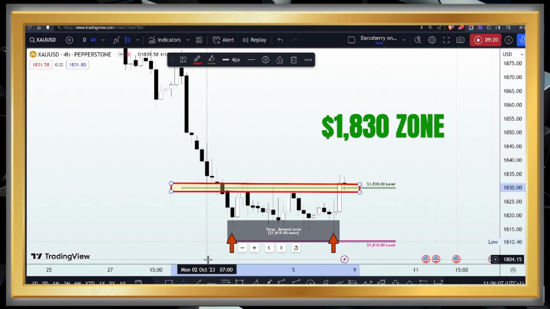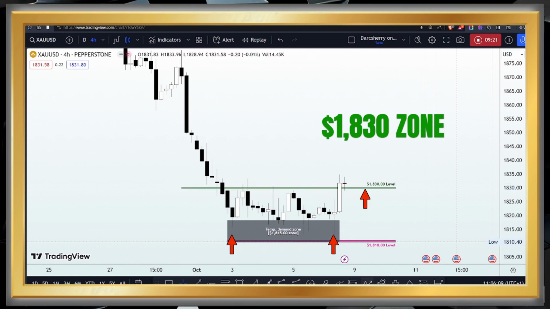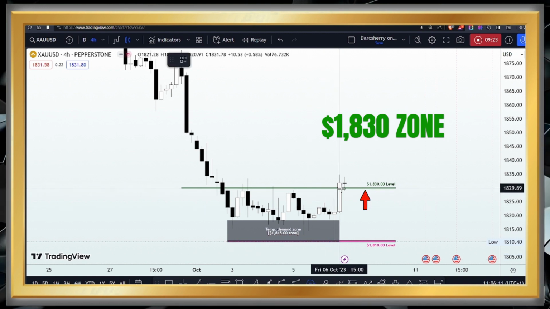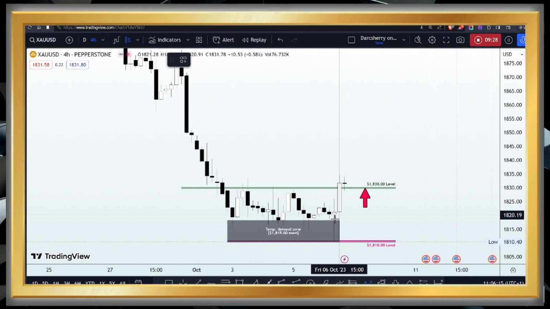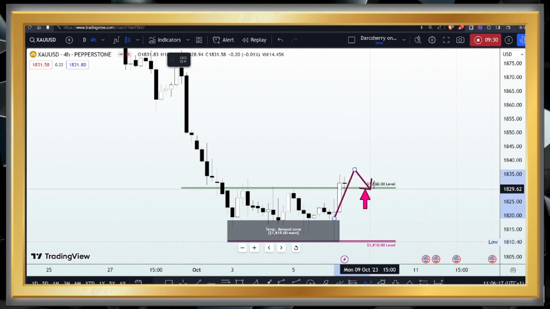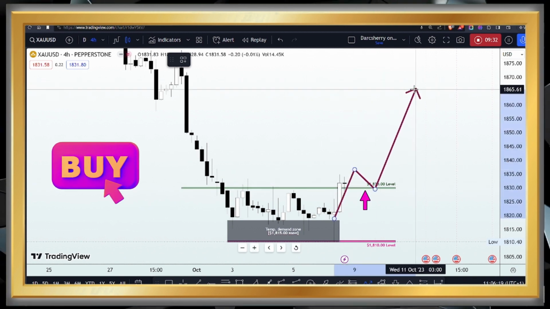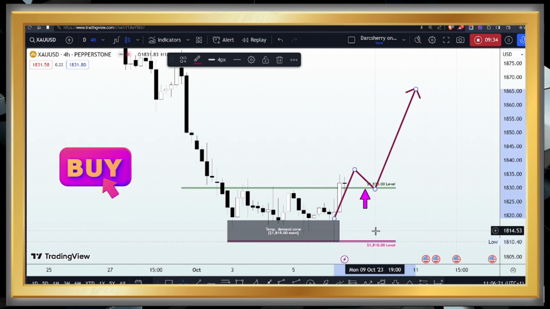Now, what I will be looking out for this week is a breakout of structure, which appears to have happened here on Friday. So I want to see price remain above this 1,830 level too for buying opportunities in this market.